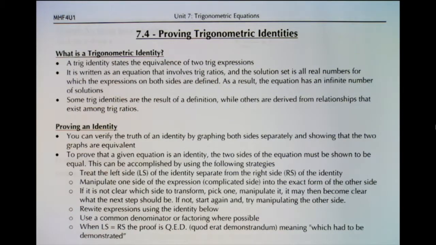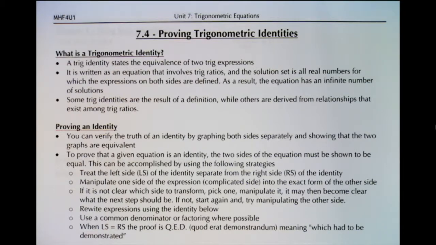Sometimes it's not clear which side to use when you're proving a trig identity, and there's no good strategy for picking a side, because really you can prove a trig identity from manipulating either side. Sometimes it's easy to take a complicated side with a bunch of functions and simplify it. Sometimes it's easier to take a single function and expand it and make it bigger.